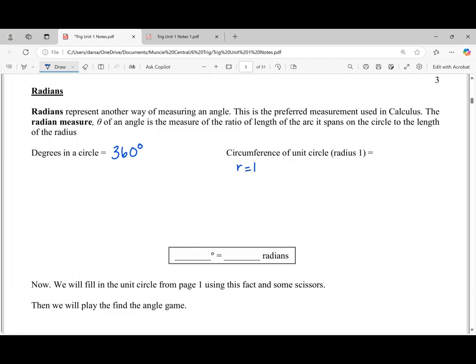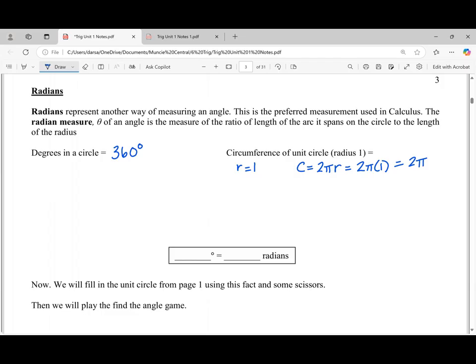We can also remember from geometry that the circumference of a circle is 2 pi r, or 2 pi times the radius r. So for the unit circle, the circumference is 2 pi times 1, or what is anything times 1? Just 2 pi. 2 pi is the length of the outer edge of the circle, and measuring the outer edge of the circle is how we measure a radian. So we say that a full circle is 2 pi radians worth of angle. It is also 360 degrees worth of angle.